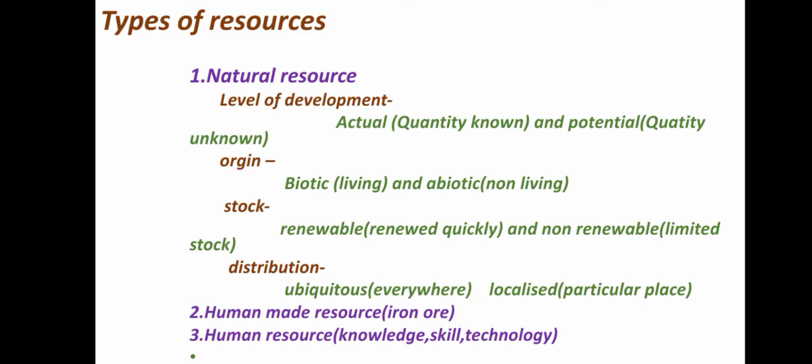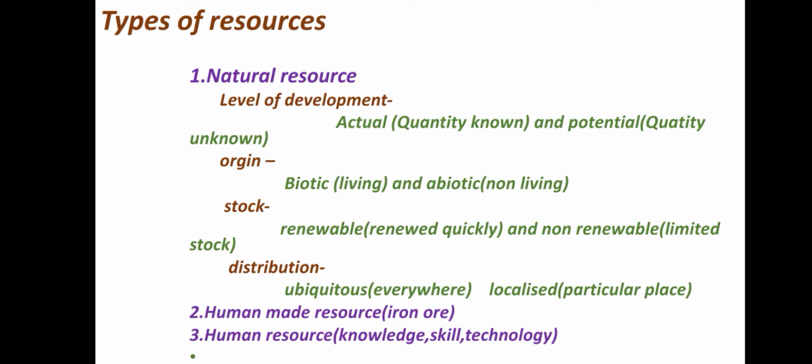Distribution. According to the distribution, the resources are divided into ubiquitous and localized. Ubiquitous means everywhere. The resources present everywhere. For example, in Chennai, there also we are having air. We can breathe air. In Sivagangai, here also we can breathe air. We can get the air in all the places. All the places this resource is available. For example, air, water. Wherever you go, you can get this resource. That is called ubiquitous.